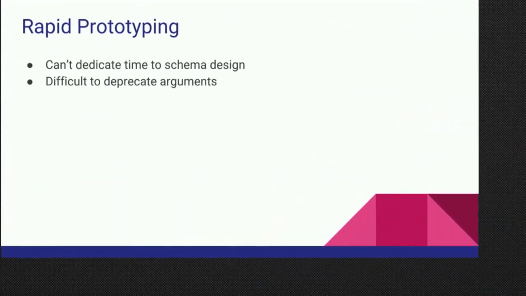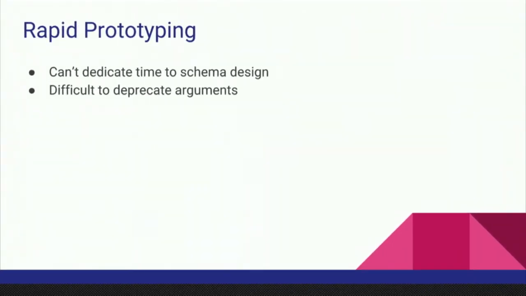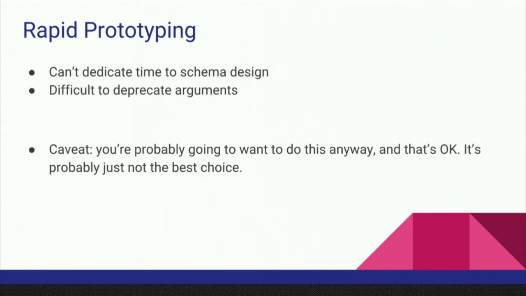GraphQL has a way of deprecating properties, but not deprecating arguments, so that's going to be a problem later, and you're going to have to coordinate that. On the other hand, once you understand GraphQL and you're good at it, you're probably going to want to do it early on, but it's probably not the best suited for that.